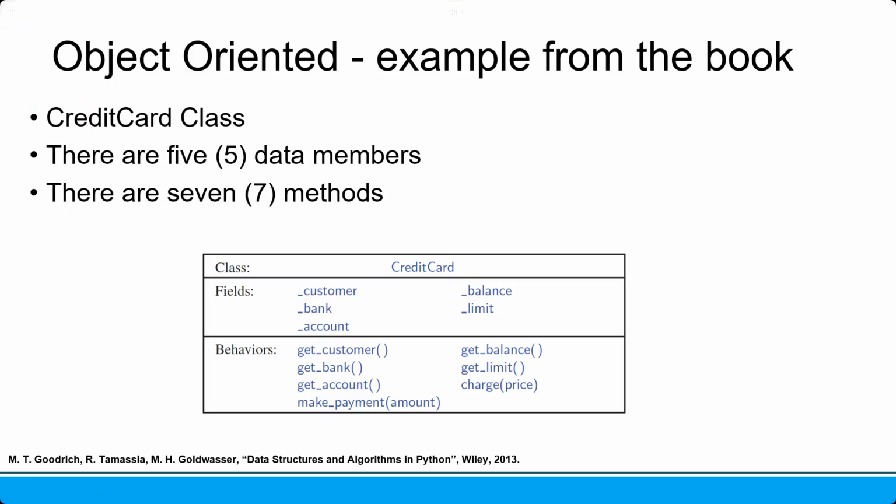I give you a file. Okay. The file name is credit card. So in the credit card file, there are 5 data members and there are 7 methods. So this is the class name credit card. 5 data members: customer, bank, account, balance, limit. And there are seven methods: 1, 2, 3, 4, 5, 6, 7.